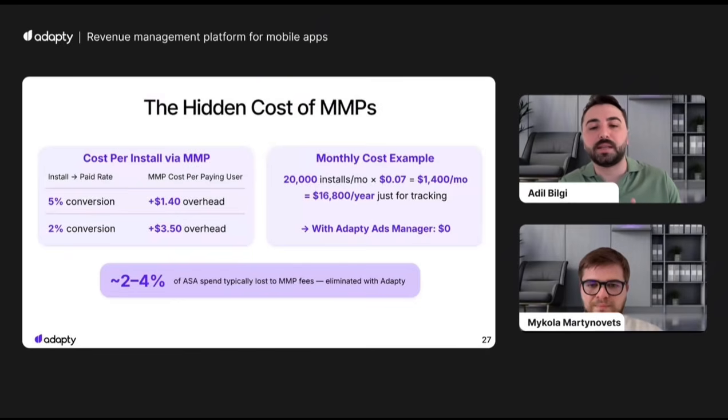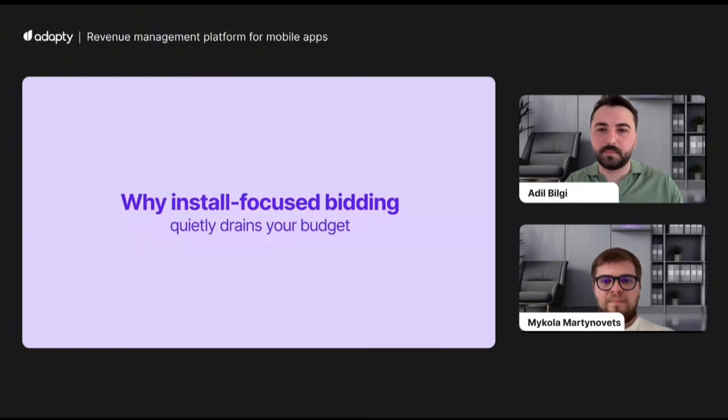But with Adaptive Apple Ads Manager, it's a totally different story: there is zero cost for data attribution, and you have the chance to make your strategy directly on the Apple Ads side within the Adaptive platform. Let's dive deeper into a more important problem than the MMP tax. It's about a structural problem with how people optimize their campaigns.